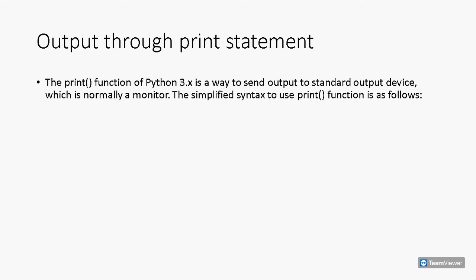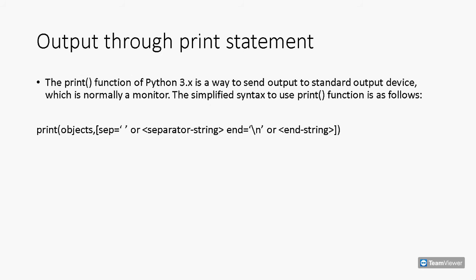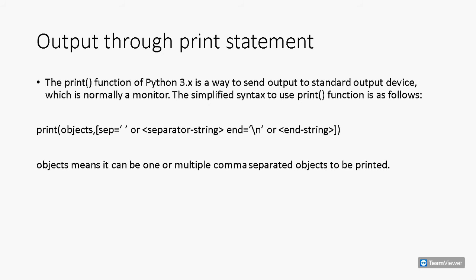Output through print statement. The print function of Python 3.x is a way to send output to standard output device, which is normally a monitor. The simplified syntax to use print function is as follows. print(objects, sep=' ', end='\n'), that is, a separator string and an end string. Objects means it can be one or multiple comma separated objects to be printed.